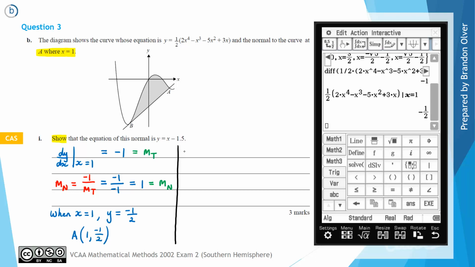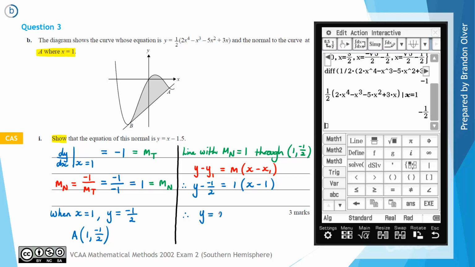So now what we're really doing is finding a line with a gradient of +1 through the point 1, -1/2. So we can use the formula y minus y1 equals m times x subtract x1 to find the equation of a line. So therefore we'd have y subtract -1/2 is equal to the gradient, which was 1, times x subtract x1, which is 1. And that, when we've solved for y, is simply going to give x minus 1.5. And that was what we were being asked to show.